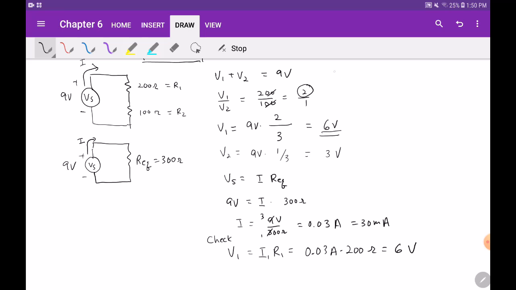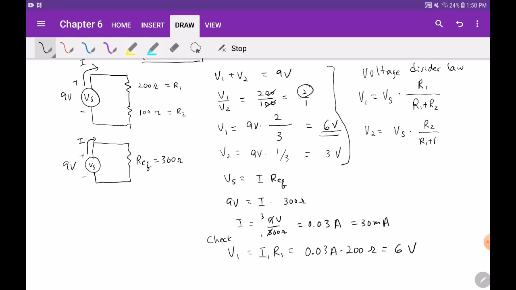Yeah. So this procedure right here is called the voltage divider law. You can write this as your V1 is equal to your total V source times R1 in the numerator, and the total resistance, which is R1 plus R2, in the denominator. If you want to find V2, this is equal to Vs times R2 divided by R1 plus R2.